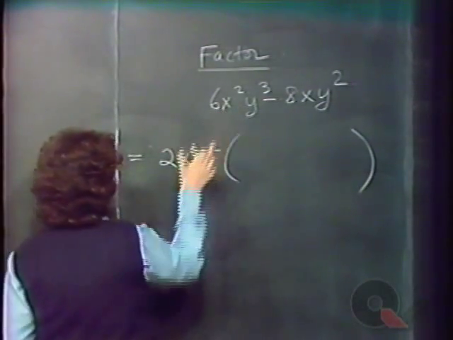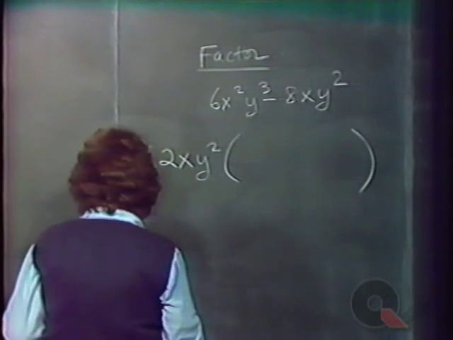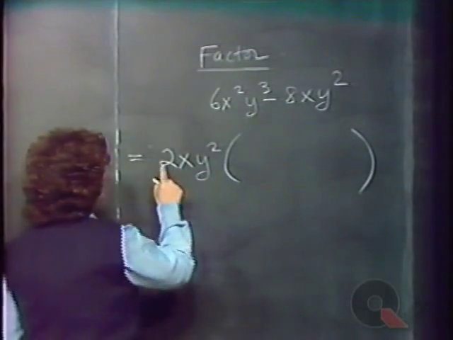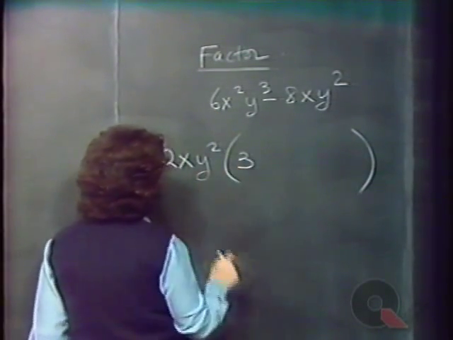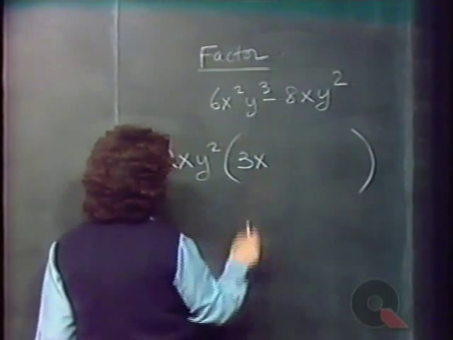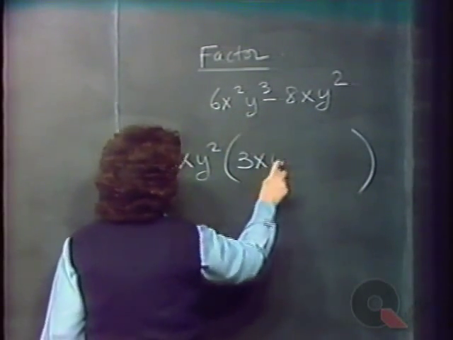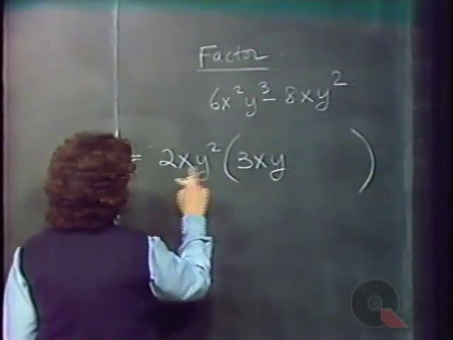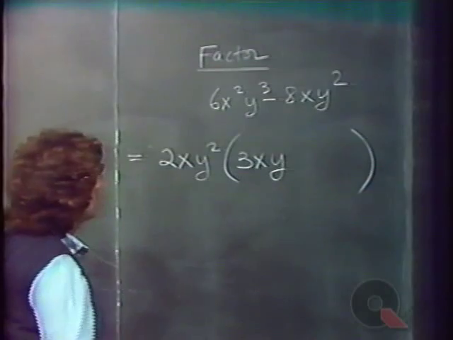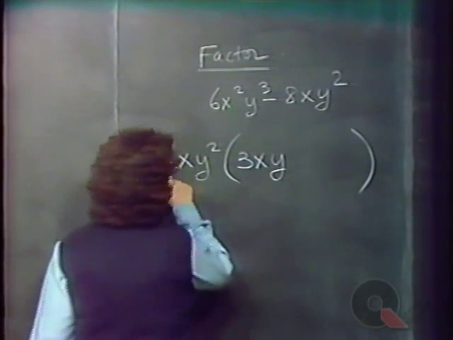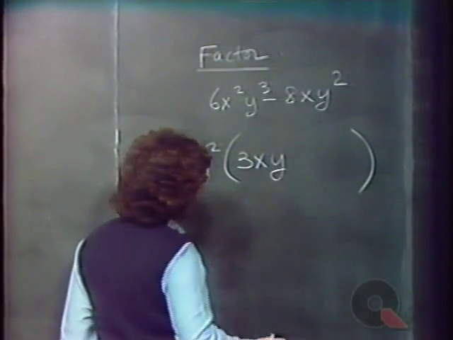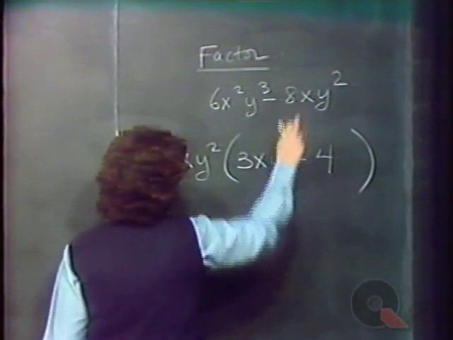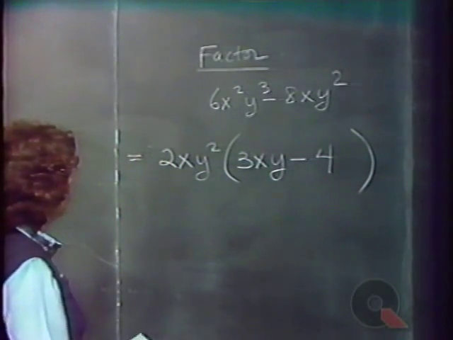In the first term, we have 2xy squared taken out. What do we have to multiply that by to get 6x squared y cubed? Well, to go from 2 to 6, we'd have to multiply by 3. To go from x to x squared, we'd have to multiply by x. And to go from y squared to y cubed, we'd have to multiply by y. If we multiply this out, we get 6x squared y cubed. Now, to go from 2xy squared to minus 8xy squared, we'd have to multiply by minus 4. That would give us minus 8xy squared, and that would check out.